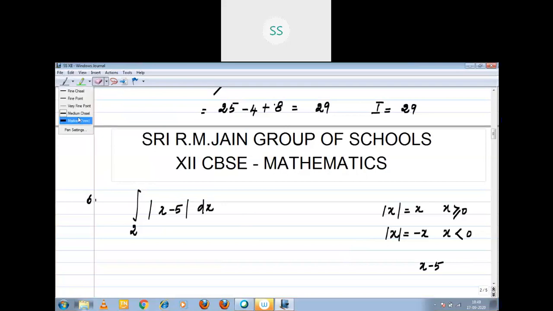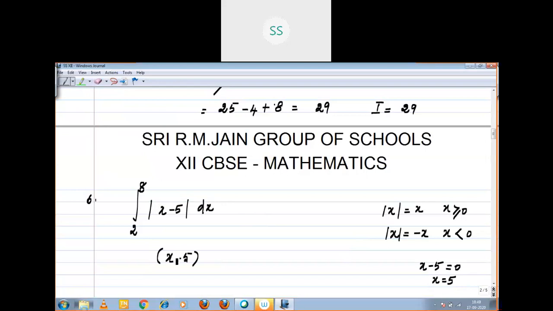X minus 5 equal to, sorry, the function is integral 2 to 8. Sorry children, the integral is 2 to 8. So x minus 5 equal to 0, x is equal to 5. So 5 is the breaking point. The breaking point in the sense it only divides the limit into two parts, right?